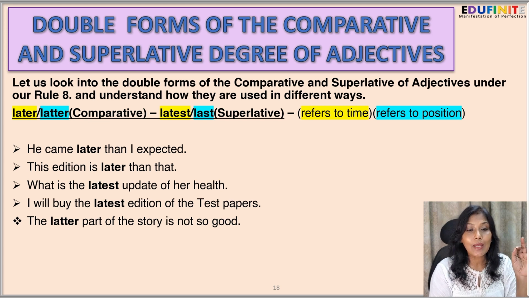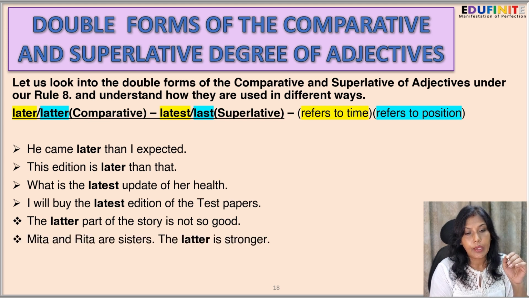Next, we come to latter, which is again comparative. The latter part of the story is not so good. So the latter part means the last half of the story. So the latter part of the story is not good. So it refers to the position.